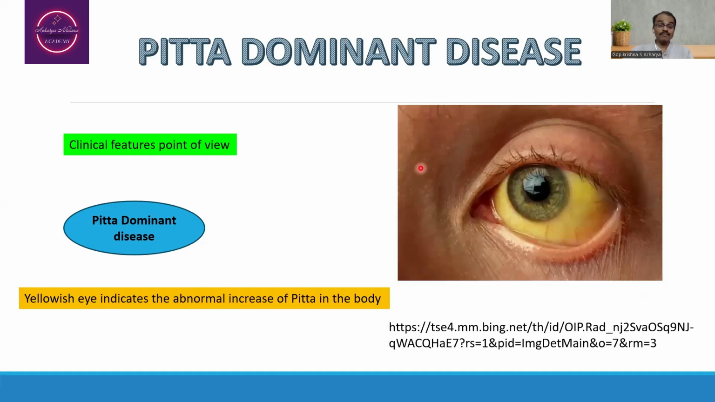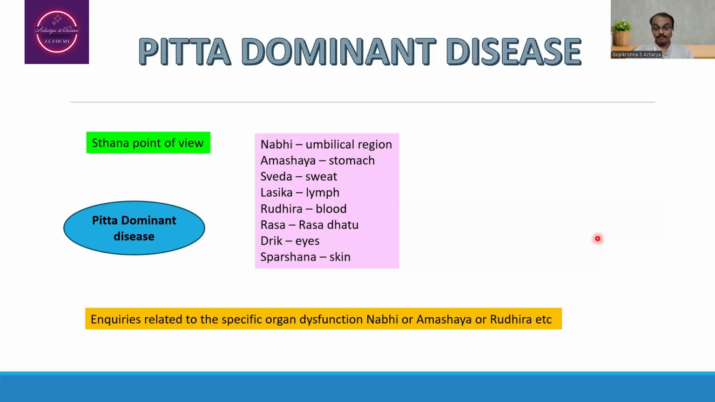As far as the clinical features are concerned, it is being mentioned, Pita Vinmutra Netratva Kshudra Dahal Panidratah Pittam. So that is the Pita Netrata, the yellowish discoloration of the eyes, conjunctiva, that too the bulbar conjunctiva. So that is indicative of abnormal increase of Pitta dosha in the body.